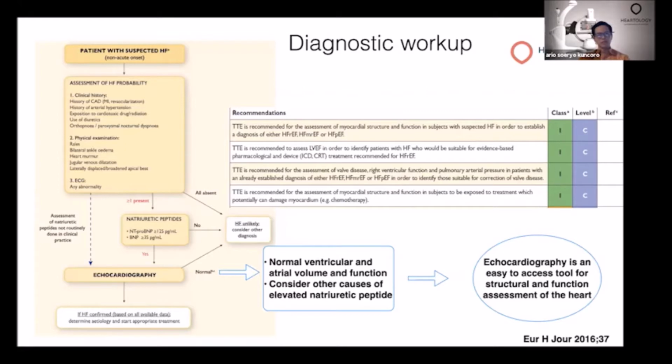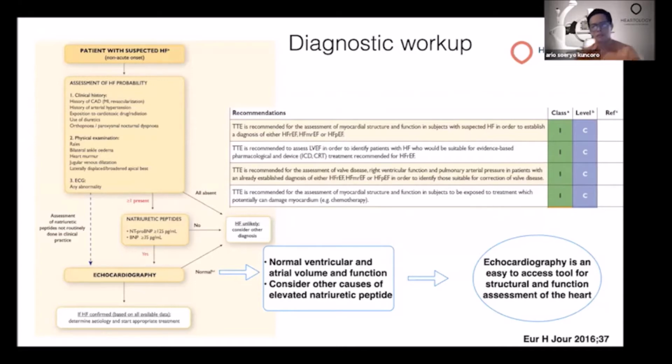This is the point where the echo is very important for heart failure diagnosis, because the echo is able to detect ventricular dimensions, abnormalities, and also dysfunction of the heart. And I already mentioned that echo is quite easy to access, and also relatively cheap.